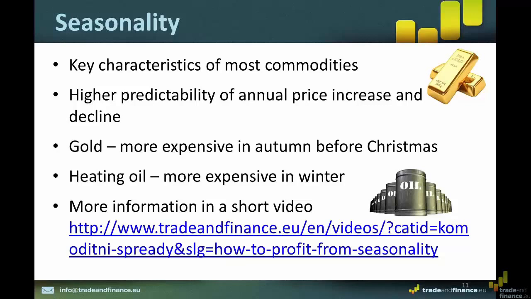This kind of seasonality is something we can see in case of most commodities. Because we can expect this kind of price increase or decline every year at more or less the same time, it gives us a higher predictability of trades. So if we started to buy gold at a particular time of the year in autumn, then we are more likely to make profit than if we decided to buy gold in January after the new year, because then the price would be declining. So this is the principle of seasonality, and it's very important because we can very nicely use it for commodity trading.